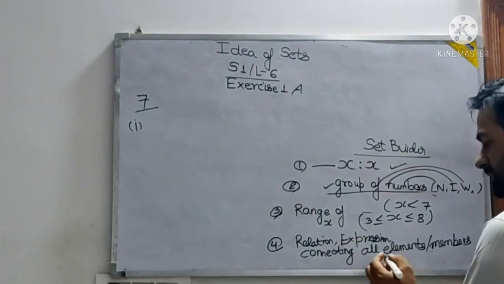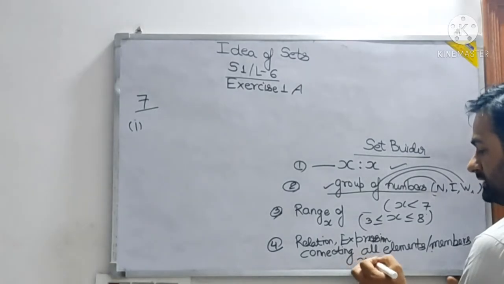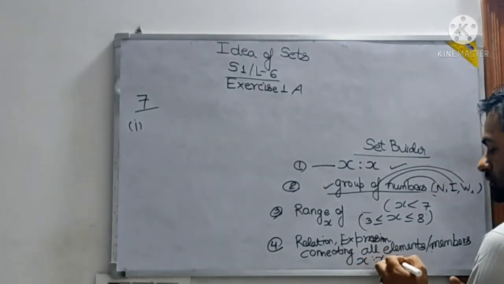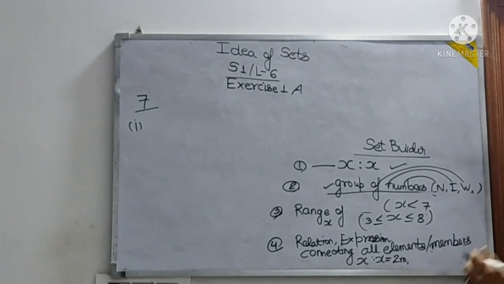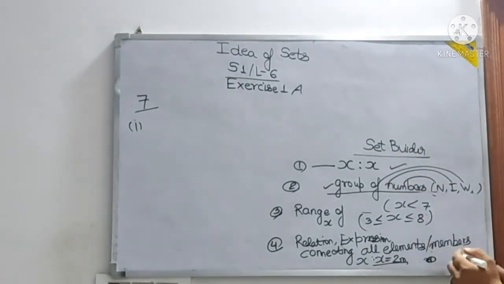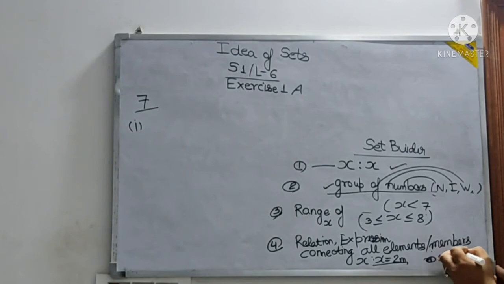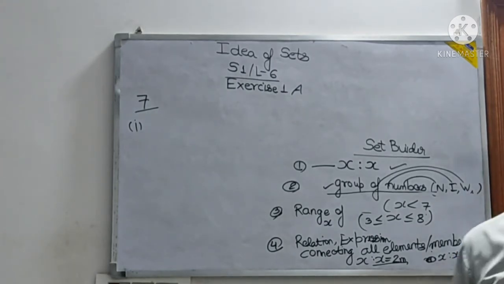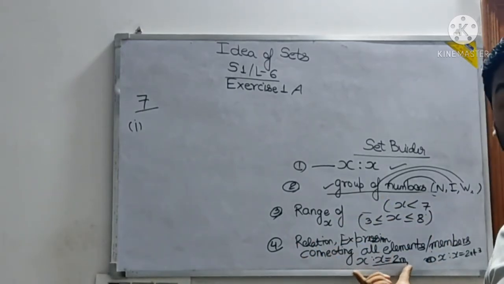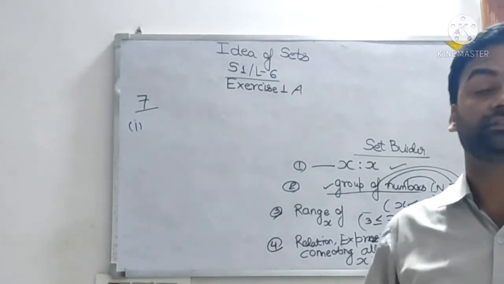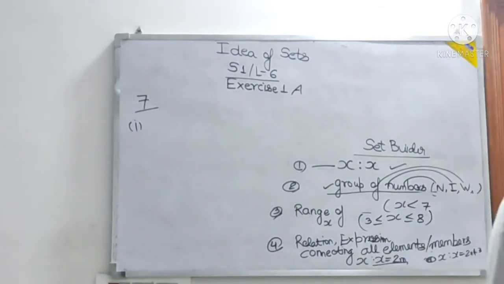Relationship means what? I will give you an example. Suppose we find x such that x equal to 2m, where m is from a group of numbers. That means x equal to 2m, or just like the previous question we have taken up, x such that x equal to 2n plus 3. That means you have to give a relationship or expression that will connect. With this formula or expression you can generate the different elements, and that will be true for all the members of the set.